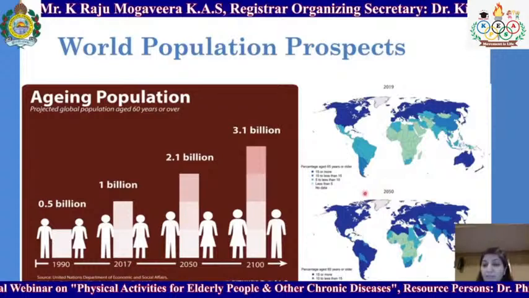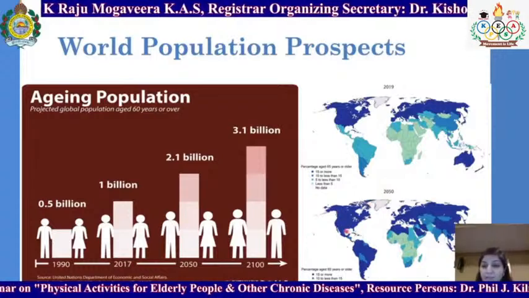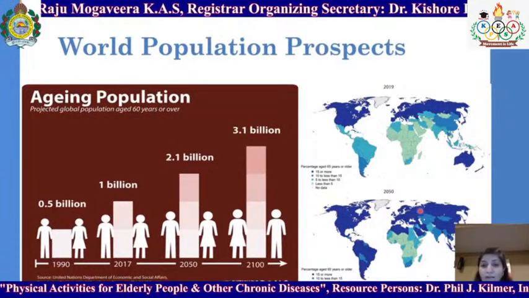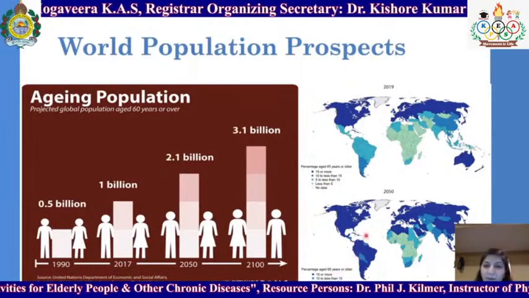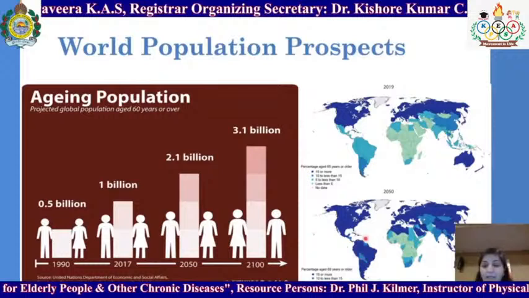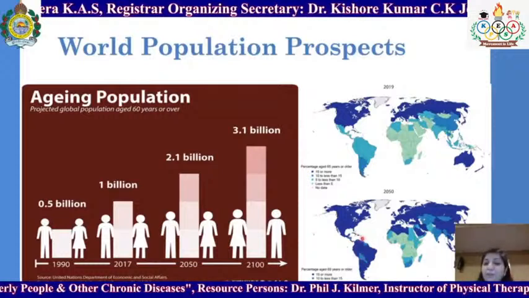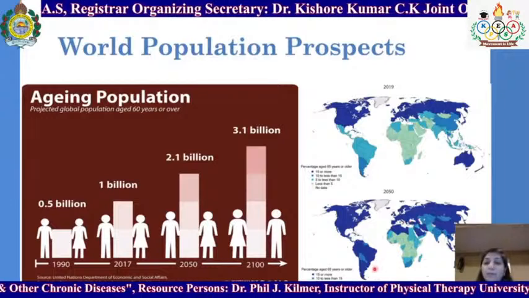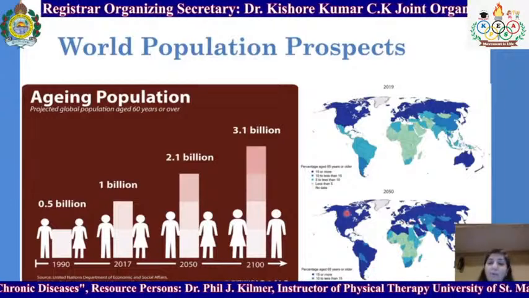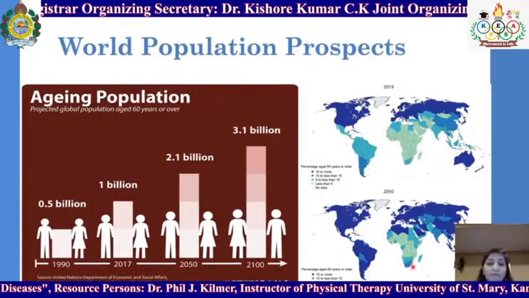In 2050, these are the projected numbers, and you can see these darker spots are increasing. And even these light blue spots are increasing in number and area. That just shows that there will be more and more areas in the world in 2050 that will have a population above 65 years of age.